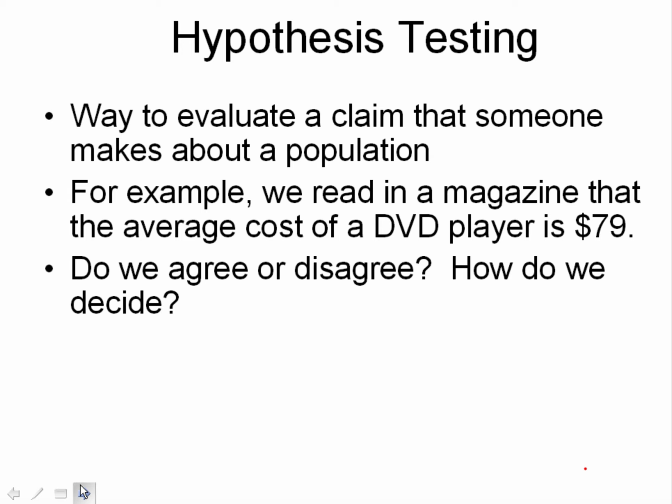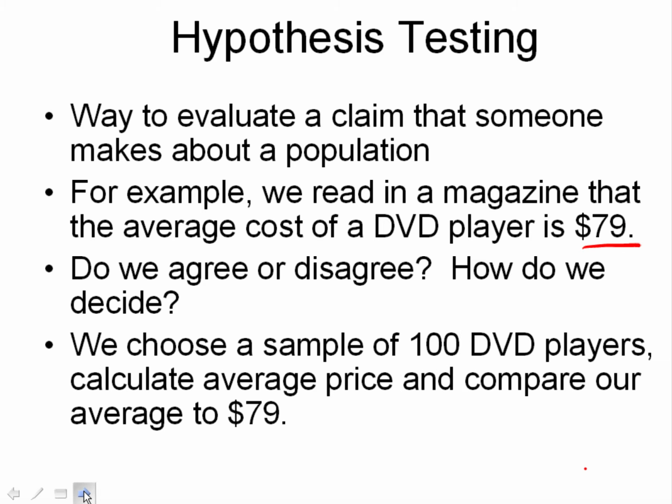If we were trying to decide what the average cost of a DVD player was, we would determine a sample. We would look at the prices of those DVD players in our sample. We could calculate an average, and we would compare it to the $79. So, for example, we could choose a sample of 100 DVD players. We could calculate our average price and then compare our average to $79.